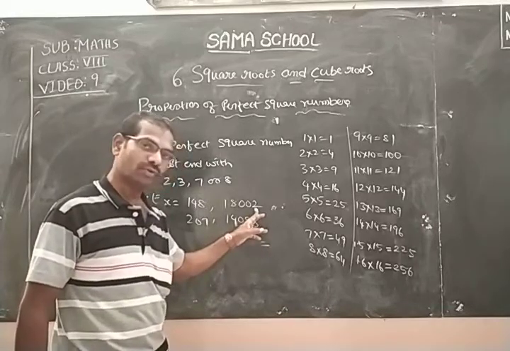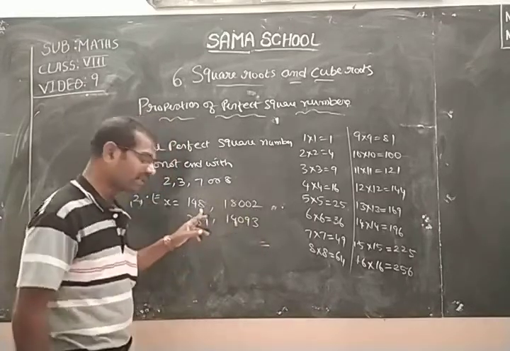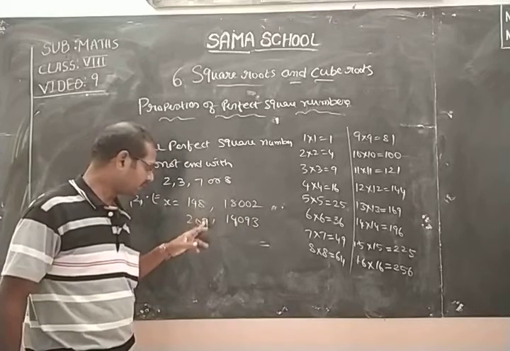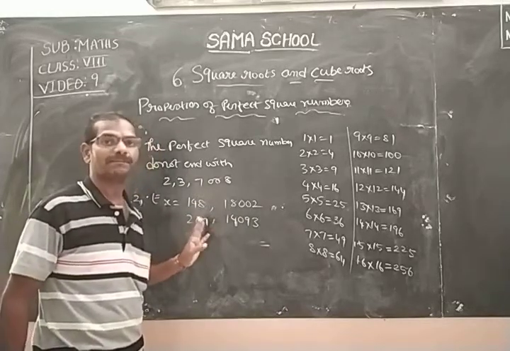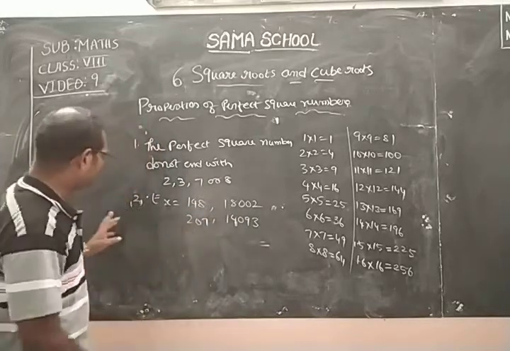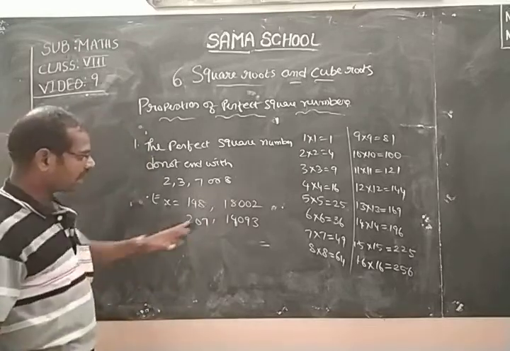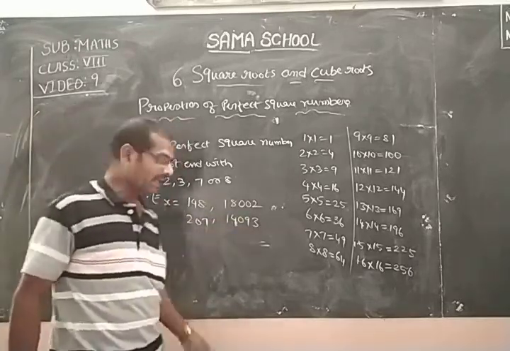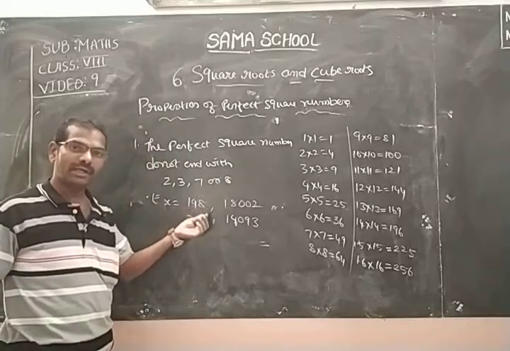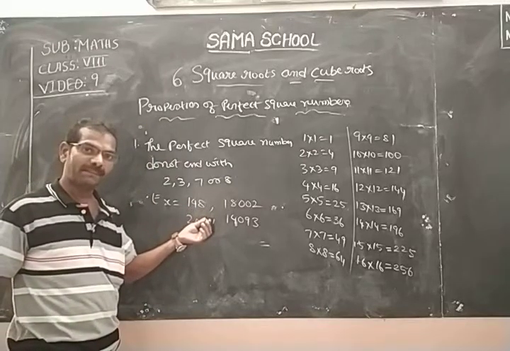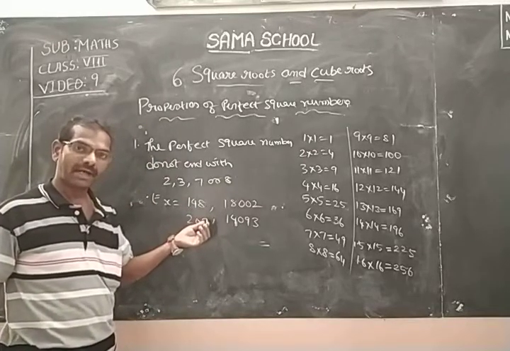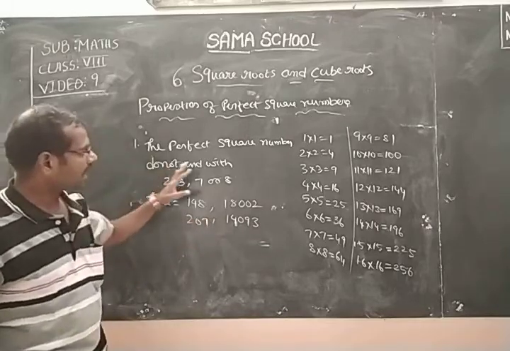Here the unit place is 2, so it is not a perfect square. Here the unit place is 8, it is also not a perfect square. Here the unit place is 7, it is also not a perfect square. So these are not perfect square numbers, because by seeing only the unit place, when it appears 2, 3, 7 or 8, clearly it is not a perfect square.